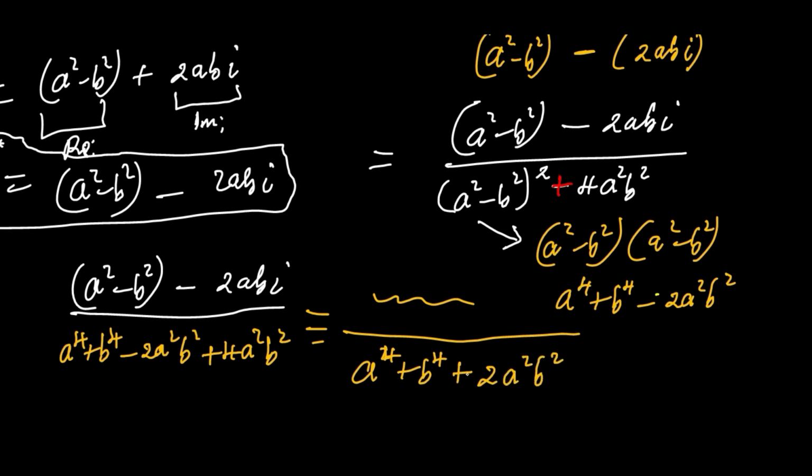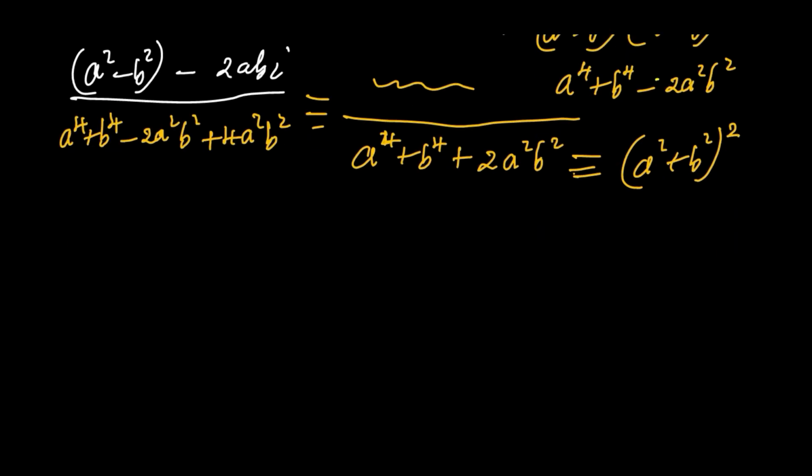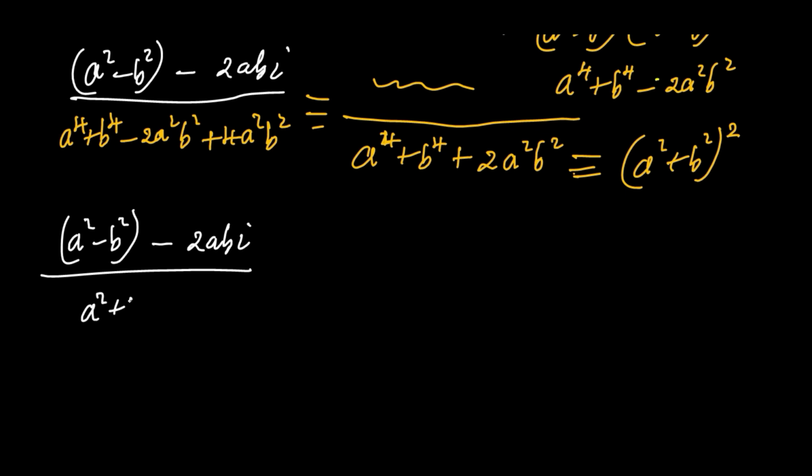Now what this is also like a squared. If we look at it very well, we see that this is equivalent to a squared plus b squared, all that squared. There are so many ways to go about this. So having that in mind, our numerator was a squared minus b squared minus 2abi, and now our denominator becomes a squared plus b squared, all that squared.